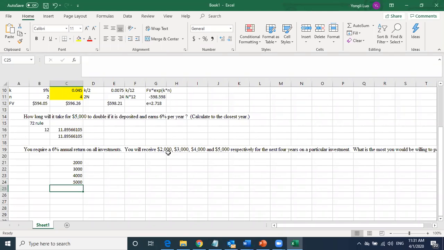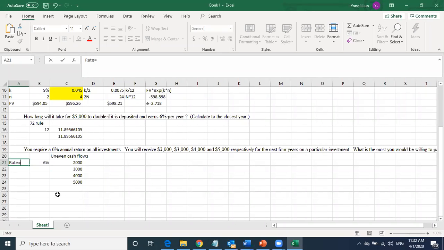This is called uneven cash flow. How do you do that? So we know the rate. The rate is 6%. So this is the rate you have.